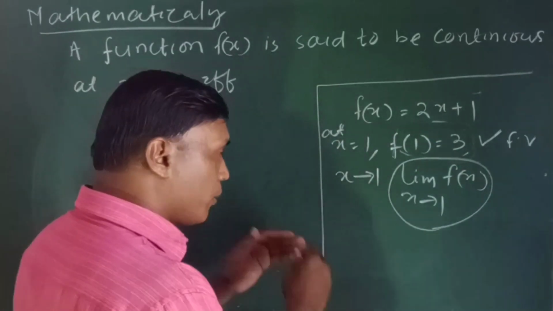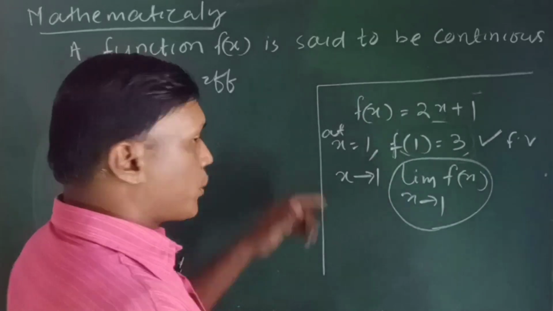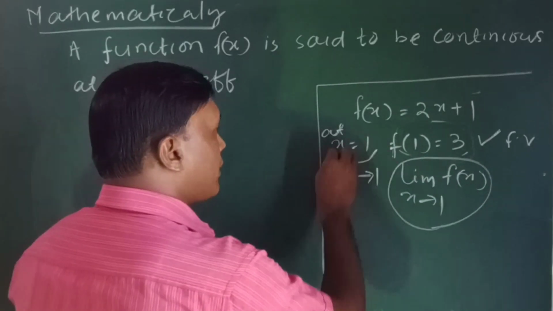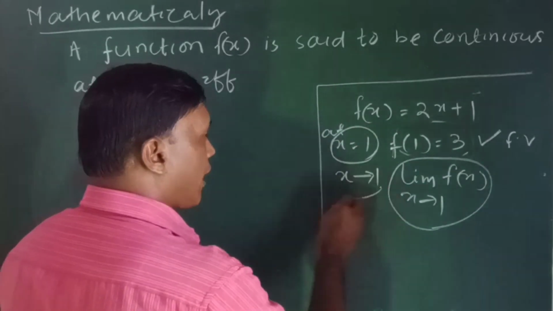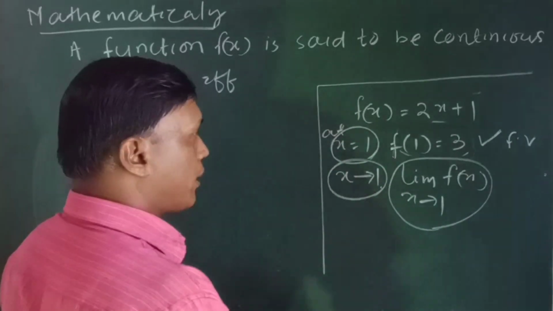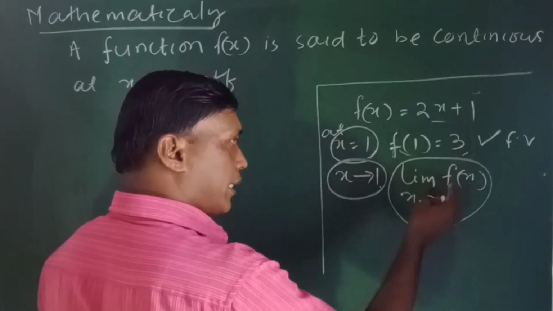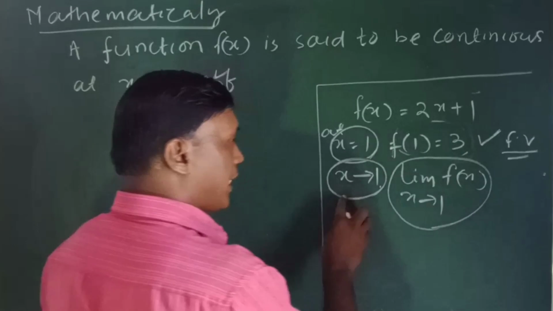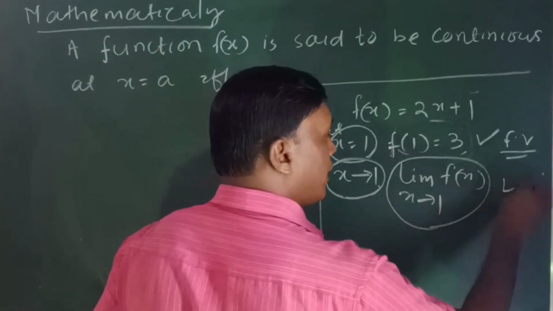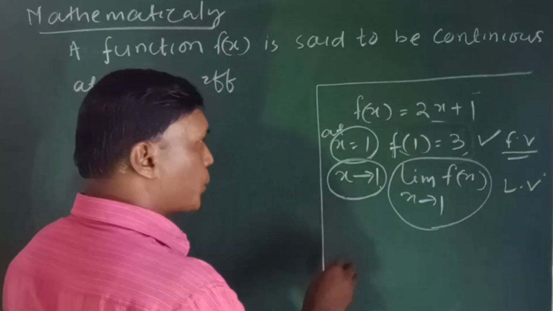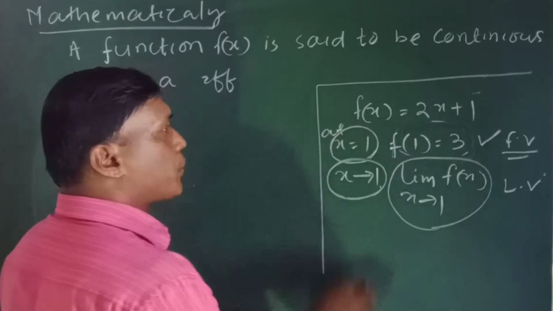So limiting value, look at here, एक फंक्शन का दो वैल्यू होता है. One is at x is equal to 1 and another is at x tends to 1. x is equal to 1 में जो वैल्यू निकालते हैं उसको फंक्शनल वैल्यू कहते हैं. x tends to में जो निकालते हैं उसको कहते हैं लिमिटिंग वैल्यू. So these are the two values of a function.